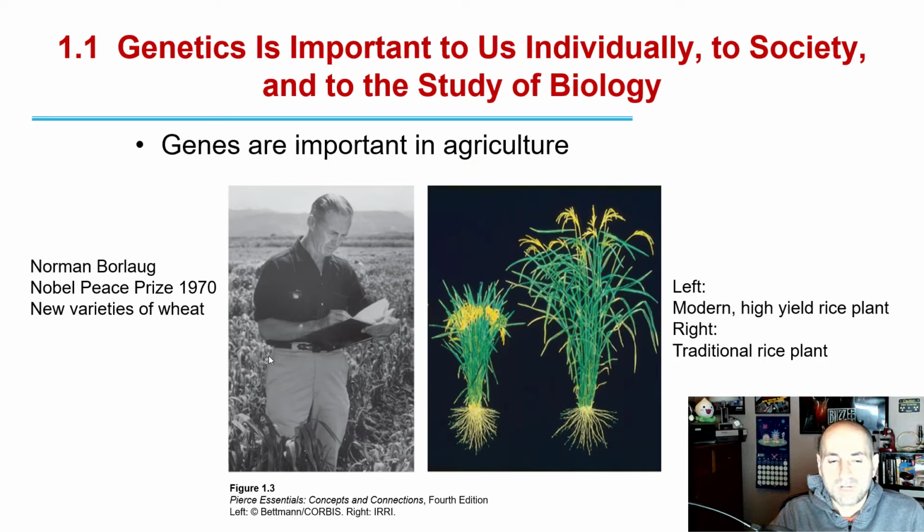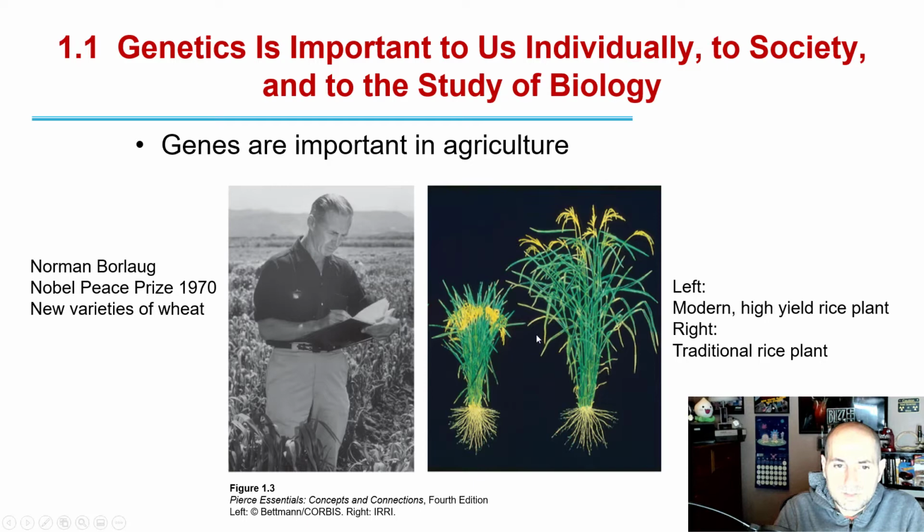And these crops have been a wonderful benefit to humanity, because now crops can grow where they couldn't grow before. They can grow larger with bigger fruits than before. Here's an example. Norman Borlaug, Nobel Peace Prize 1970 for his work with wheat. He was able to find strains of wheat, or new varieties of wheat, that were better for harvest.